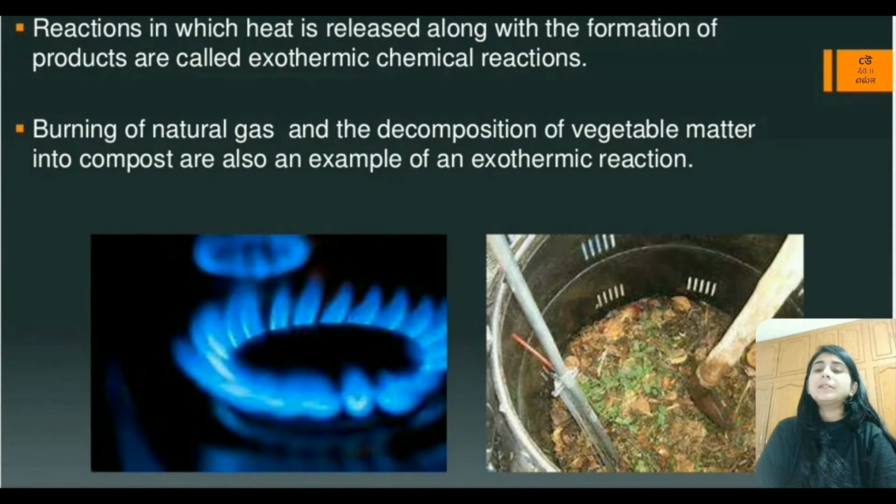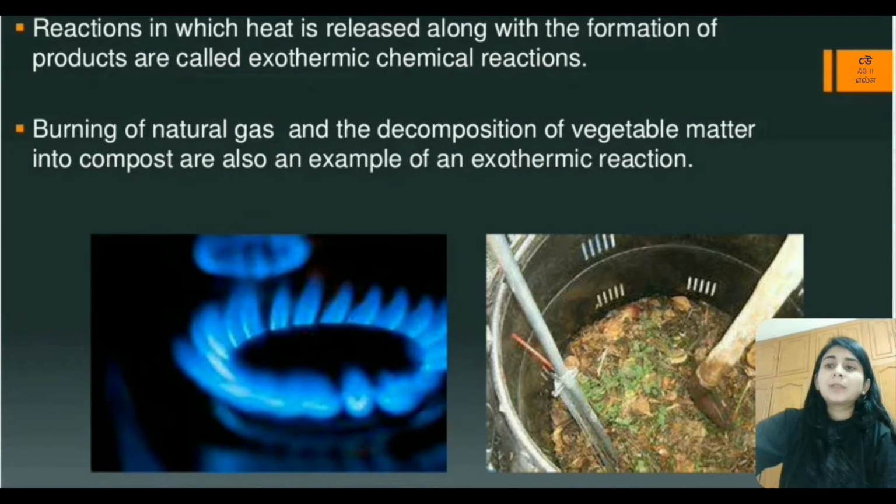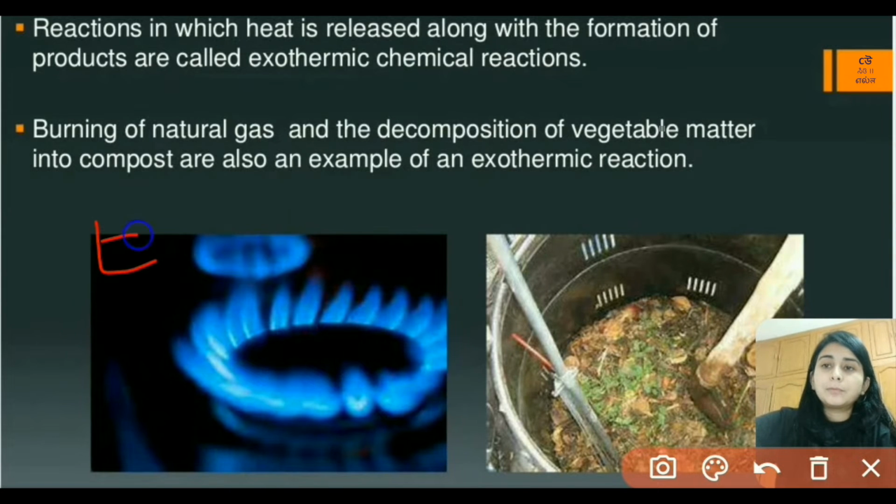Now, the next statement about combination reaction says that reactions in which heat is released with the formation of product are also called exothermic chemical reactions. यानी कि जब भी two things are going to combine together and they'll obviously form a product, इस टाइप ऑफ रिएक्शन में अगर रिएक्टेंट्स के कंबाइन होने के बाद हीट रिलीज होती है, so that will also be called an exothermic chemical reaction. अब स्टूडेंट्स आपको ख्याल रखना है that exo, if I say exo, exo means outside and thermic means heat.